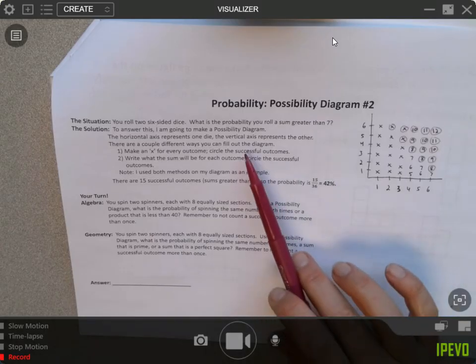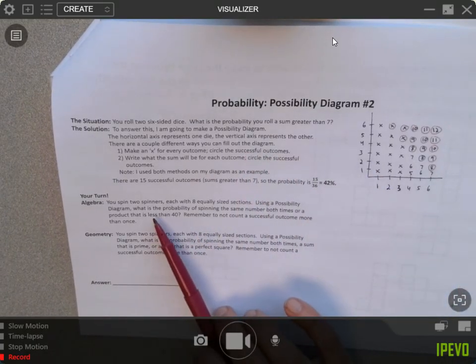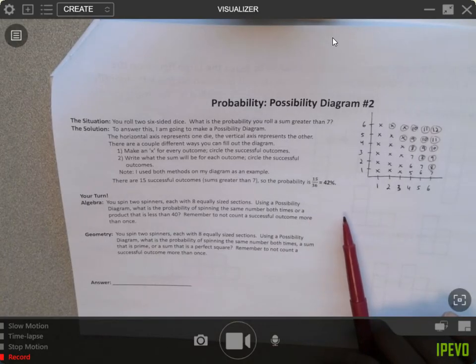If you actually read through what is a possibility diagram, create the possibility diagram that you would need for algebra, you can figure out that answer. It didn't take me that long to do it. So I highly recommend we challenge ourselves.